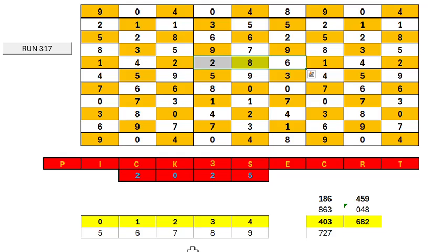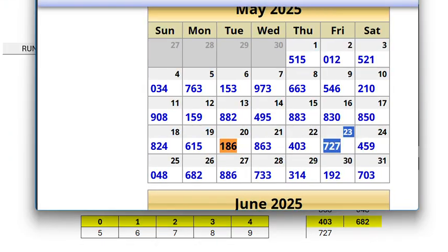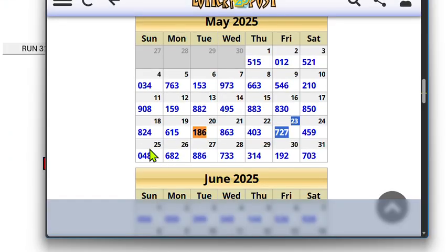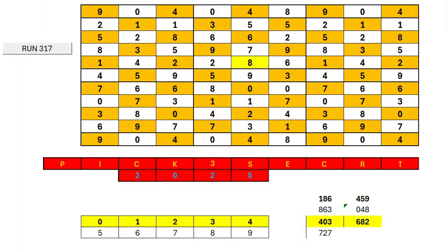That's a 317, because here it is, look. 048, 682. And guess what? The date is the 6, and the anchor number is 8. And then it just goes straight.